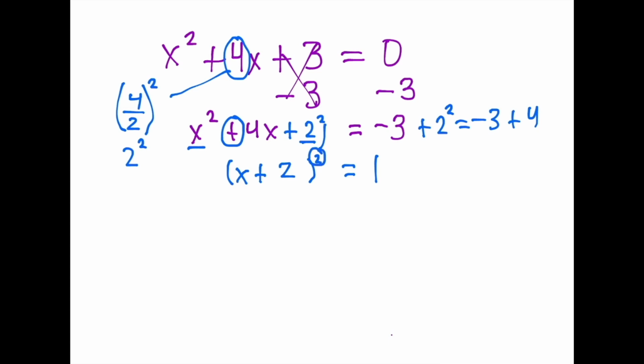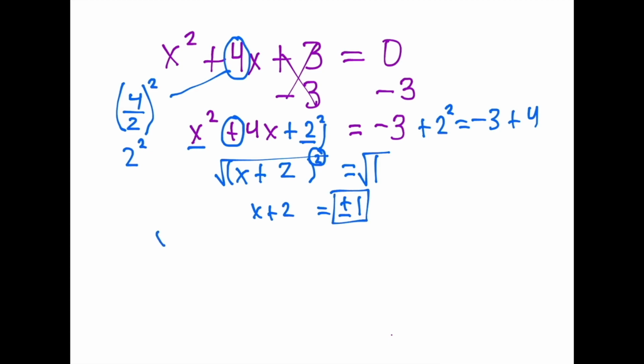How do you get rid of a square? You square root. So we have to square root both sides, because what you do to one side, you have to do to the other. The square root and the square cancel, leaving us with just the x plus 2. And the square root of 1 is actually a plus or minus 1. It's plus or minus because a positive 1 times a positive 1 is 1, and a negative 1 times a negative 1 is 1. So we have two potential answers here.